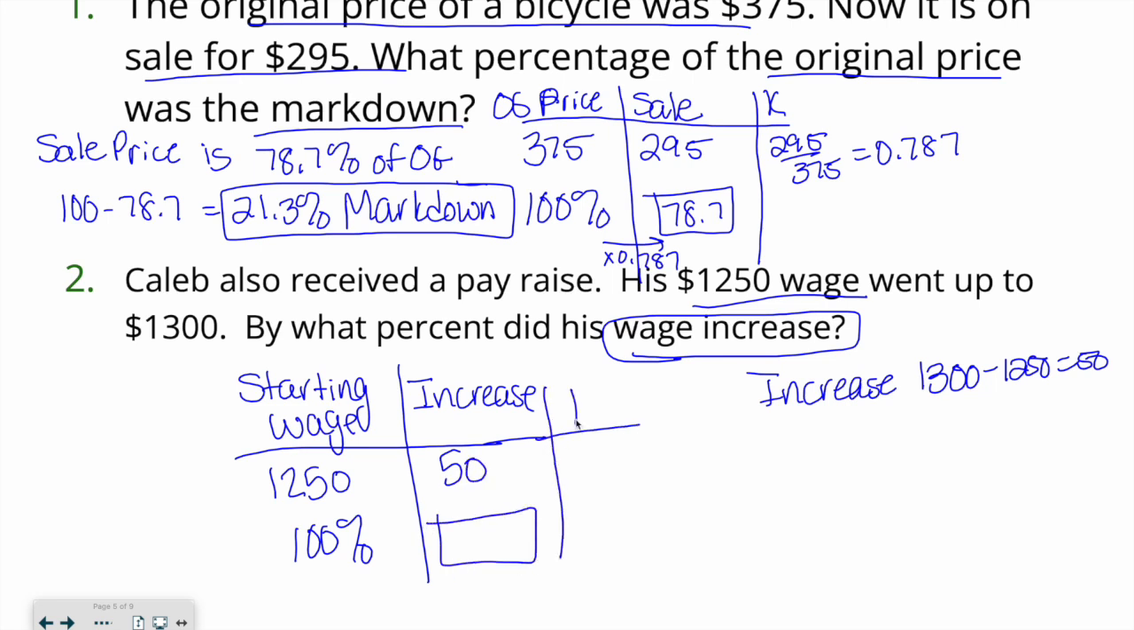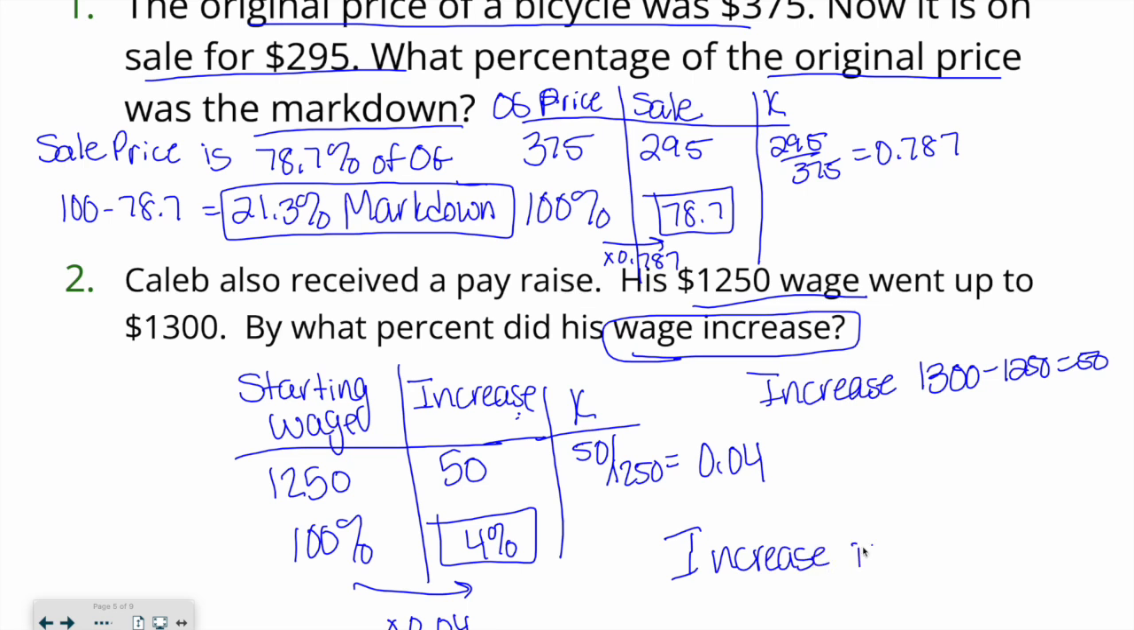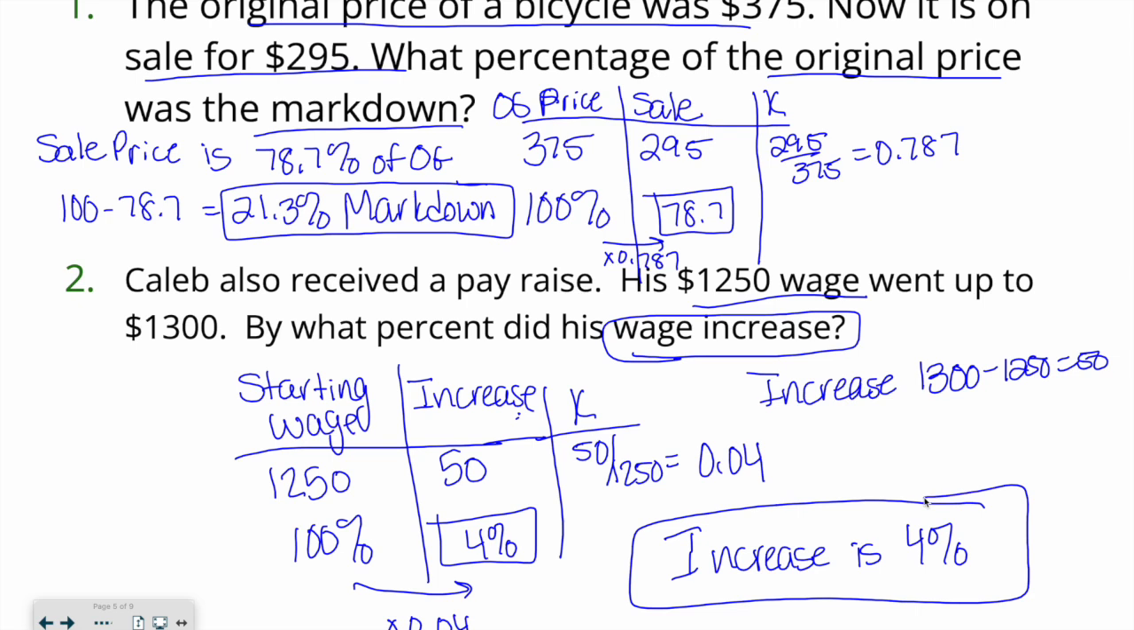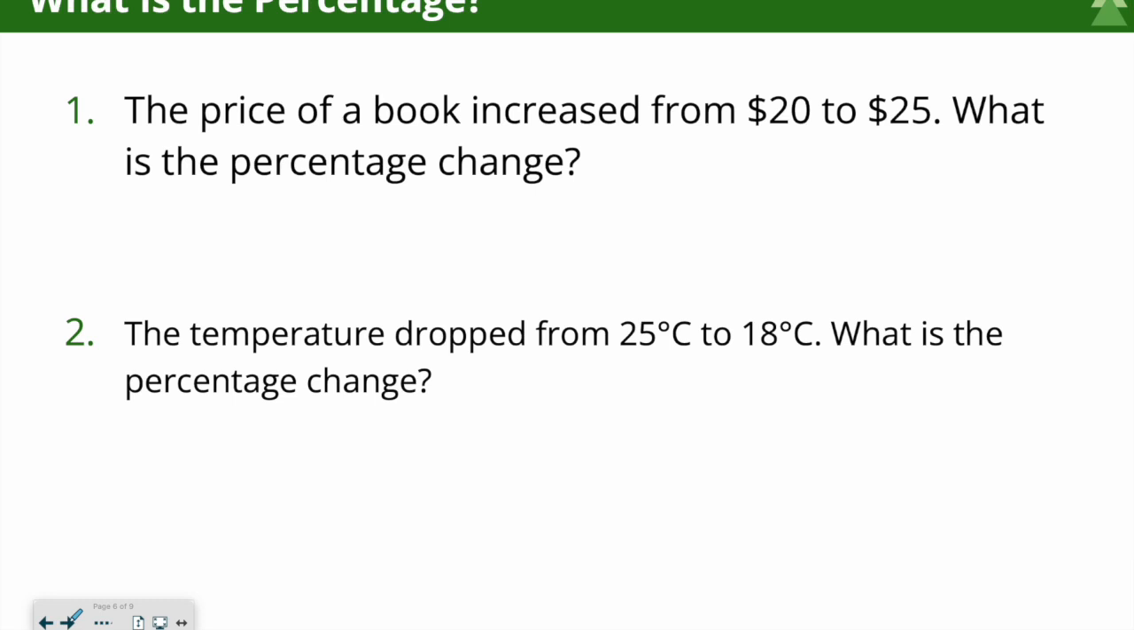Find our constant of proportionality. 50 divided by 1,250 gives us 0.04. Multiply that by 100 to get 4%. So the increase, that's the title of our column, the increase is 4%. Sometimes they don't tell us whether it's an increase or decrease, and we have to figure that out.